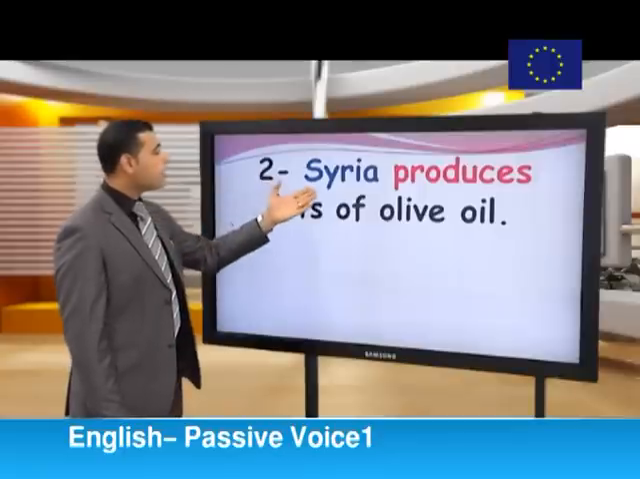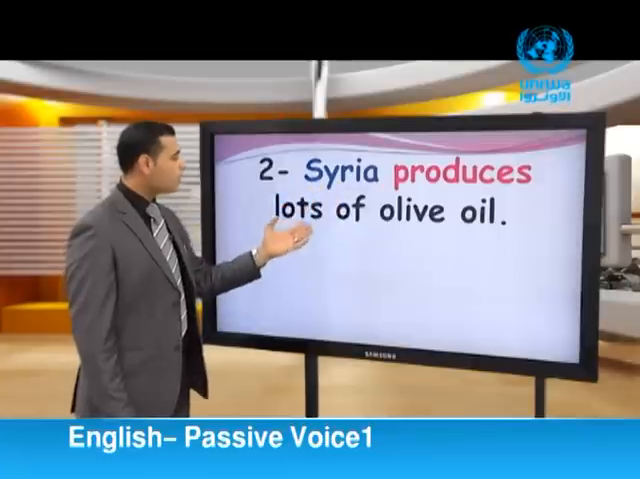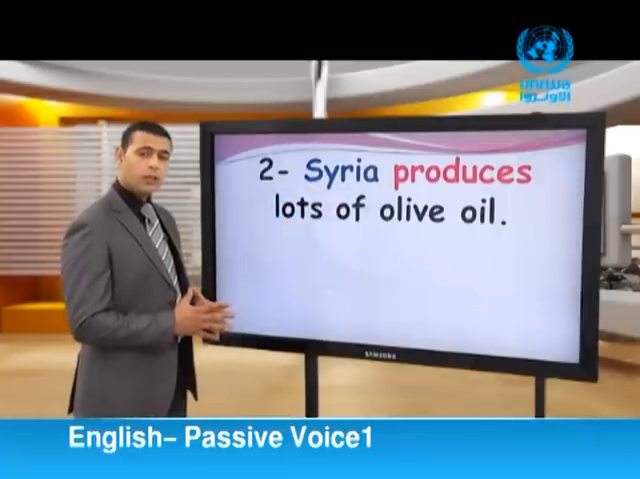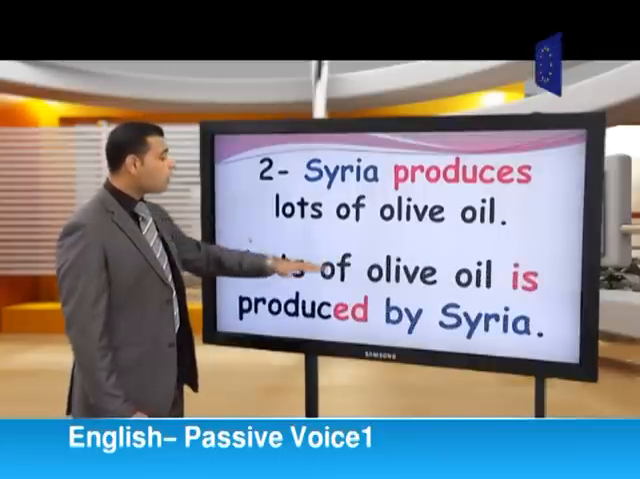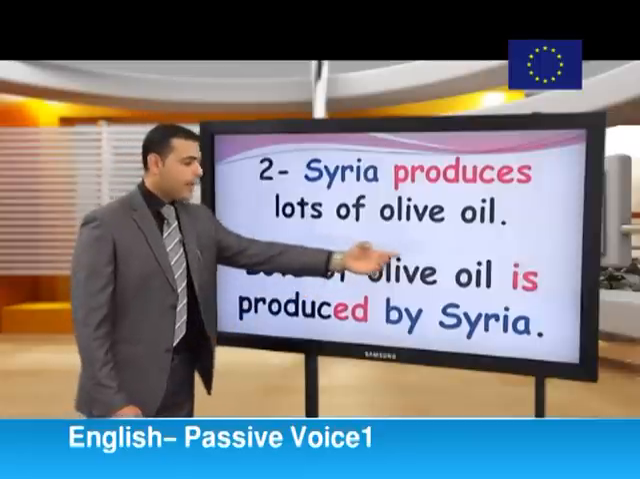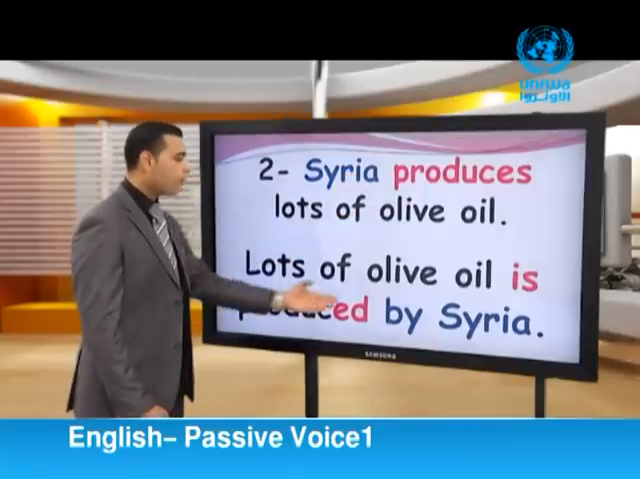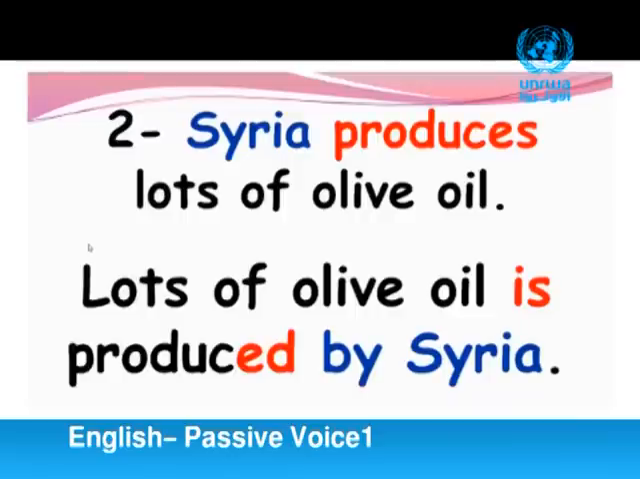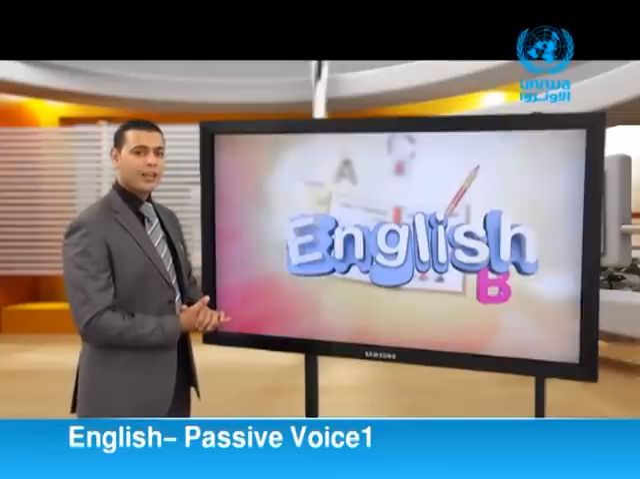Number 2, Syria produces lots of olive oil. Let's look here. Lots of olive oil is a singular subject. The verb here is produce. We need to use the past participle, which is produced by Syria. So here, lots of olive oil is produced by Syria. It's produced by Syria, not by Palestine. Now, dear students, let's stop and have another short break, then we continue after the break.